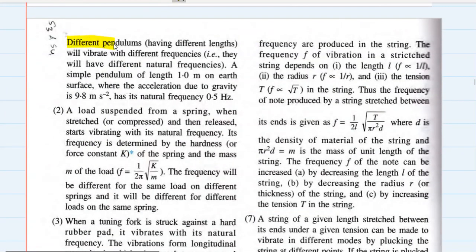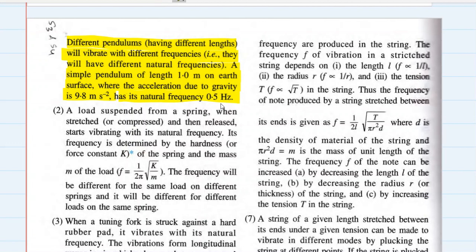Different pendulums having different lengths will vibrate with different frequencies, that is, they will have different natural frequencies. A simple pendulum of length 1 meter on Earth's surface, where acceleration due to gravity is 9.8 meter per second square, has its natural frequency 0.5 hertz.